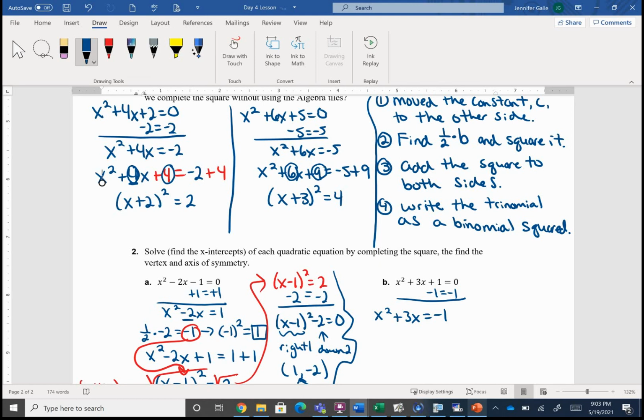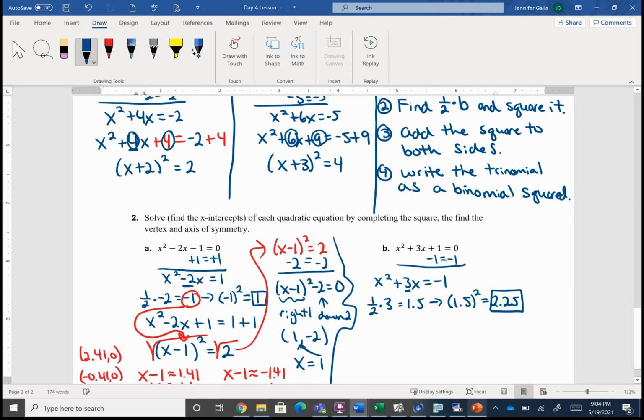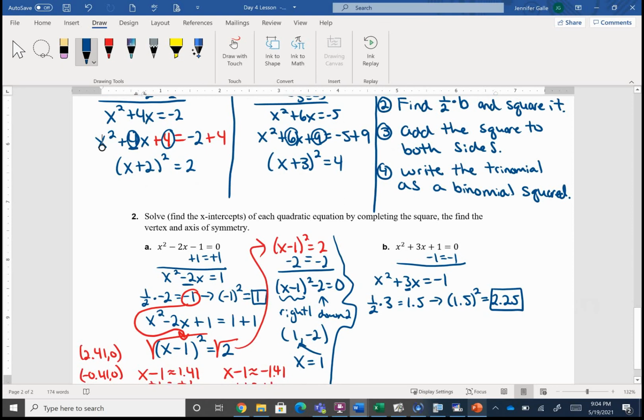That is step 1. Step 2 says find half of b and square it. So my b value is 3. So I'm going to find half of b, or b divided by 2. And this comes out to be 1.5. I take that value and I square it. So 1.5 squared is 2.25. That's the value I need to complete my square. So that is step 2. We find half of b and then we square it.